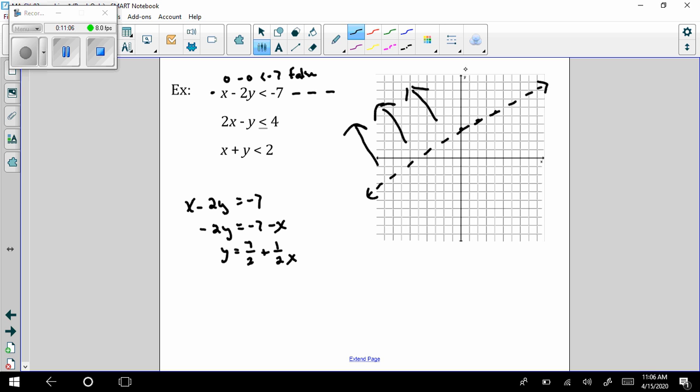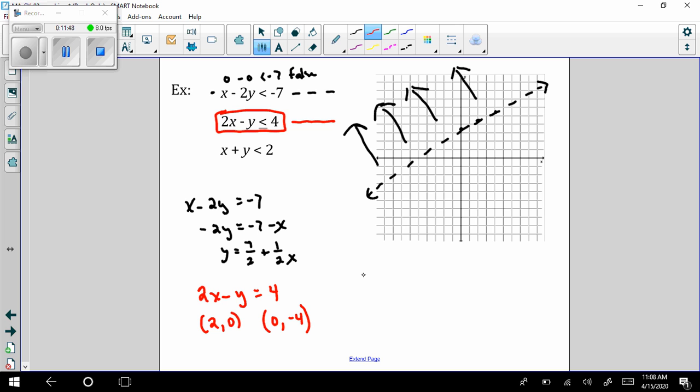This is where it's going to get messy. For my second equation, I'll go ahead and do this one in red. It's an or equal to, so it'll be a solid line. So I have 2x minus y equals 4 is my boundary line. This is an easy one to do intercepts. If I make x equal to 2, y is equal to 0. If I make x equal to 0, y has to be -4.